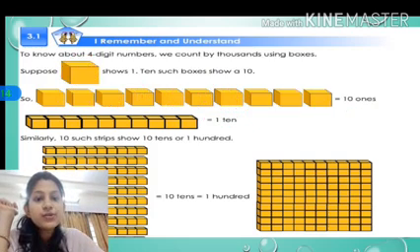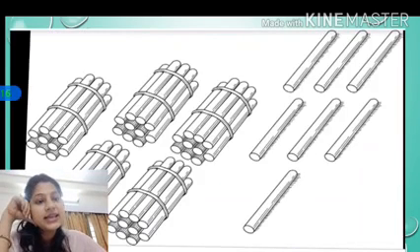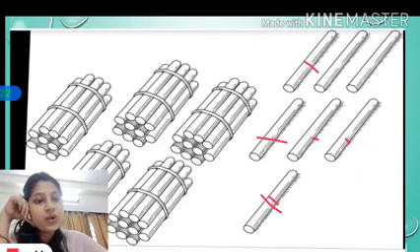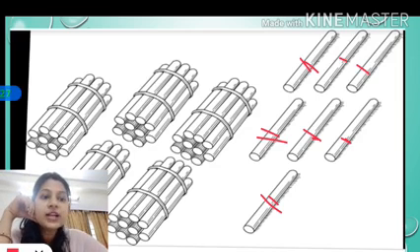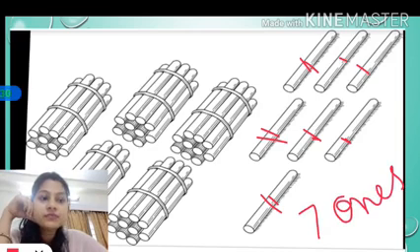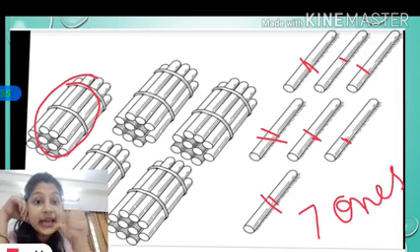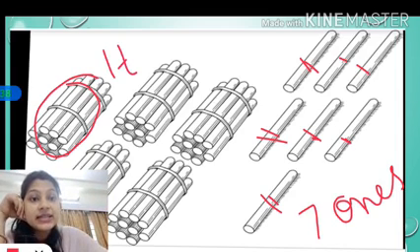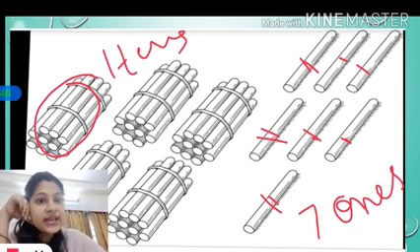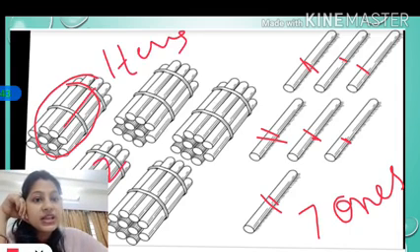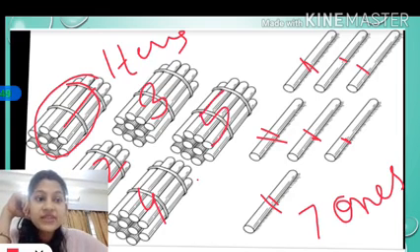Now you remember, students, this one. Yes, see here, if this type of sticks are separately present, how many? 1 2 3 4 5 6 7 sticks are here, so it will become 7 ones. Yes, they are separate, and this bundle consists of 10, so it becomes 1 ten. So how many tens are here? 1 ten, 2 tens, 3 tens, 4 tens, 5 tens. So 5 tens and 7 ones. Yes, so what is the number?